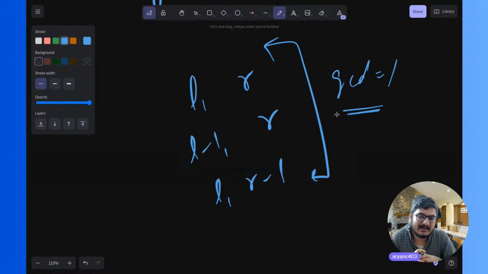I will probably spend 2 minutes on this one. If I don't find a solution, then I will probably leave it. L R, L plus 1 R, L R minus 1.